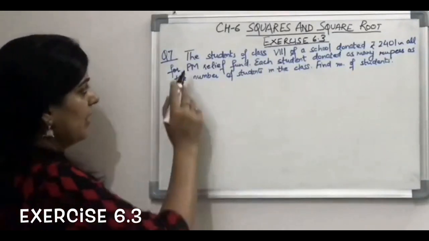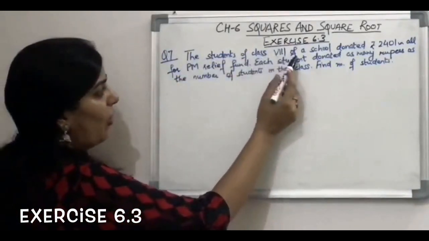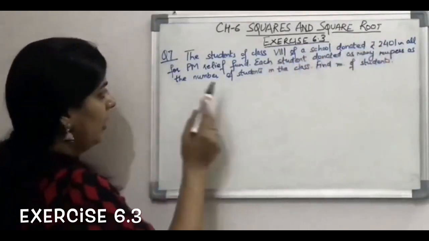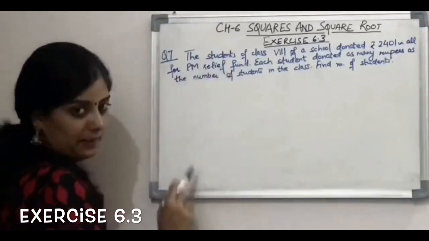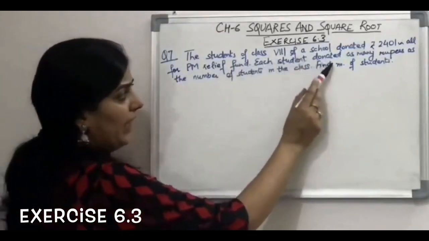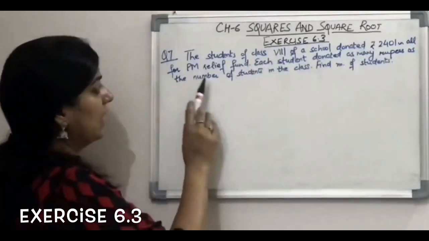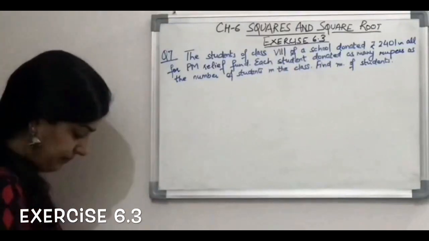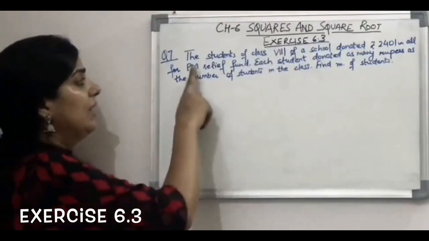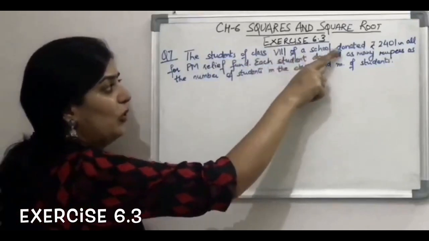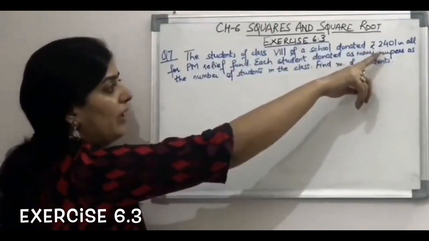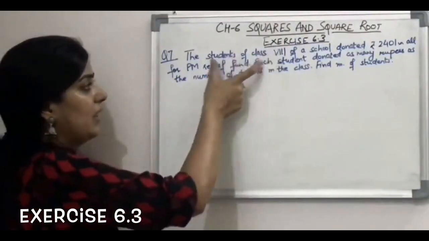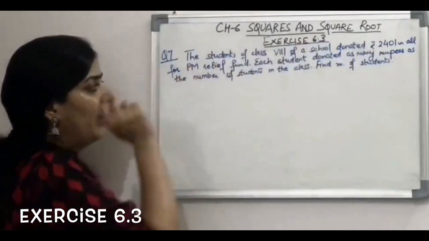The question says, the students of class 8 of a school donated rupees 2401 in all for Prime Minister Relief Fund. Each student donated as many rupees as the number of students in the class. Find number of students in the class. That means कि 8th class के students ने इतना amount relief fund में donate किया.